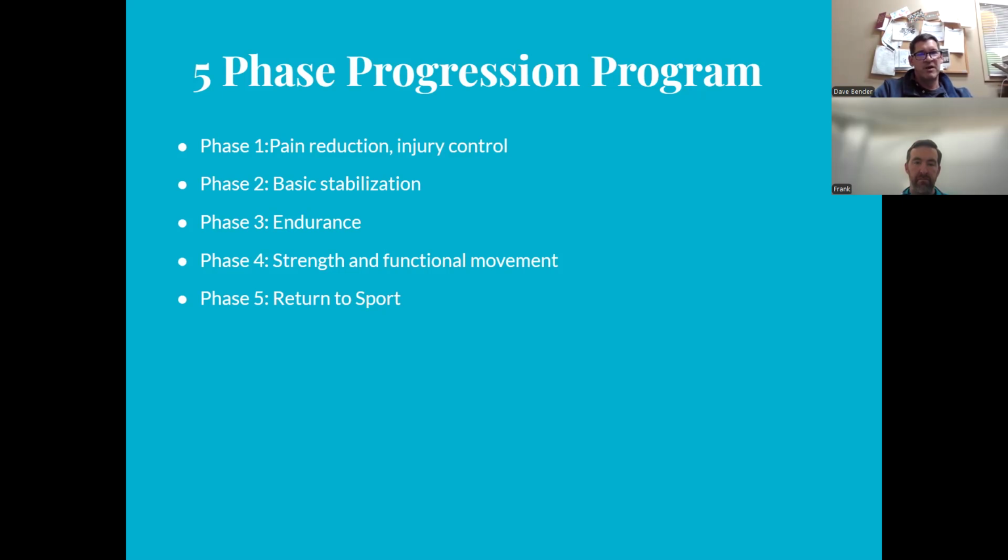Five-phase progression program: pain reduction and injury control is phase one. Basic stabilization, progression of motor control, phase two. Endurance work of the muscular system is phase three, which gets into rehypertrophying the multifidi. Phase four is rehypertrophy of the multifidi and strength, and normalizing movement patterns for daily activities. Phase five, many times we don't get back into; that's the return to sport and high level function for most people.